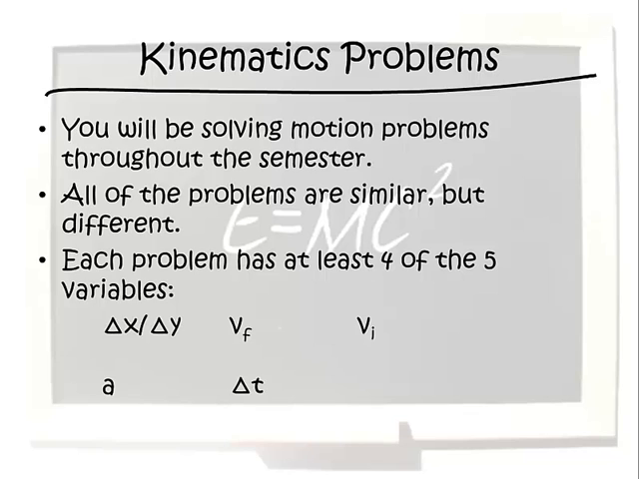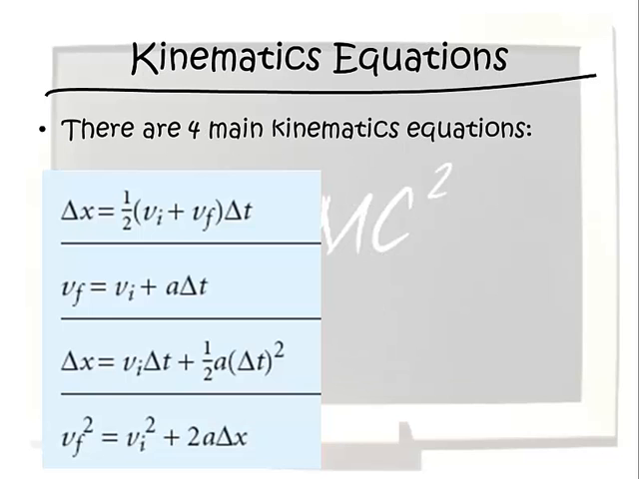Every problem that we have will contain 4 of these 5 variables. One of them will be what we're looking for, and then we'll be given 3 of the other variables. There are 4 main kinematic equations. The first one you should recognize.